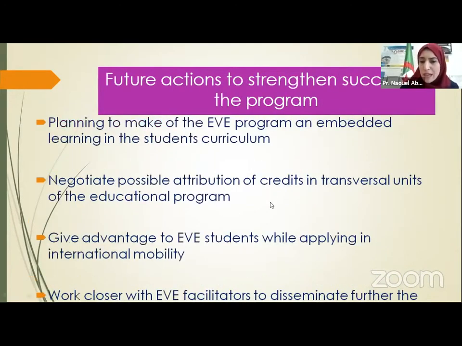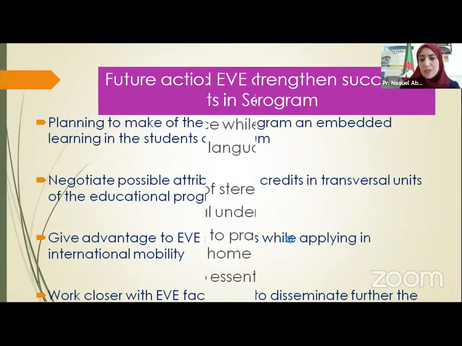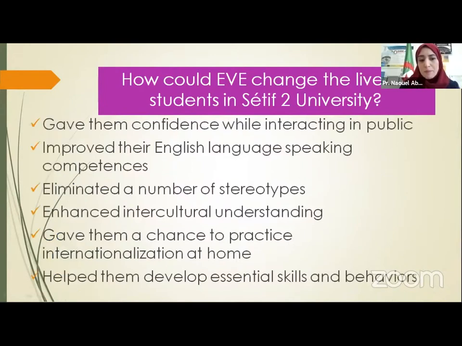But we have now created future actions to strengthen this program. The first one is to encourage, of course, and to build more reliable educational technology tools, by planning to make the EVE program an embedded learning in the students' curriculum, to negotiate possible attribution of credits, to give advantage to EVE students while applying for international mobility, and to work closer with the facilitators to disseminate the program.